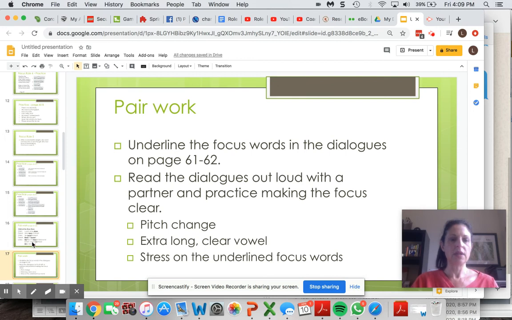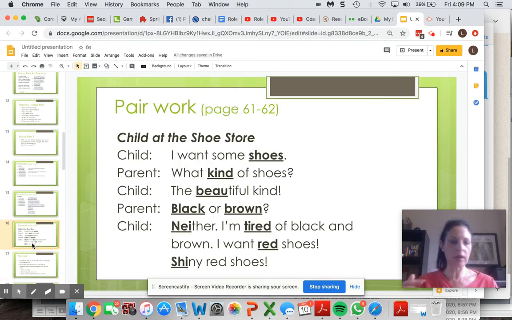Excellent. So if you get your book, there are 3 more dialogues on page 62 that you can practice at home. You have to underline the focus word and then read it with that up and down practice. If you need those, please let me know. You can find them in the ebook, but if you don't have access to the ebook, let me know and I'll get those to you.